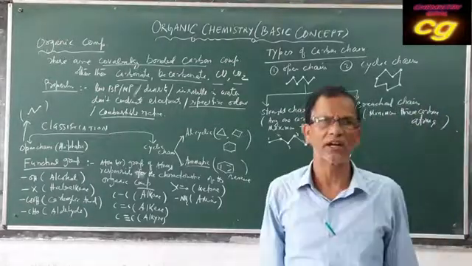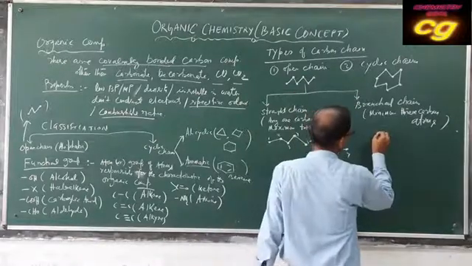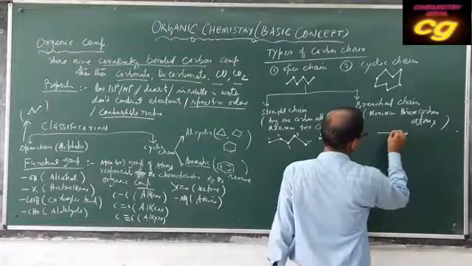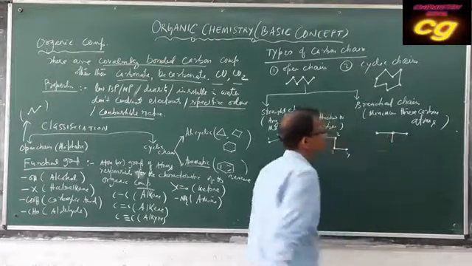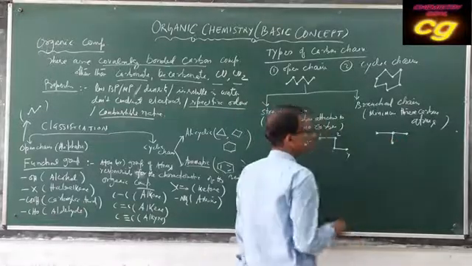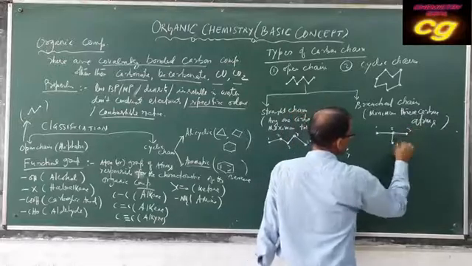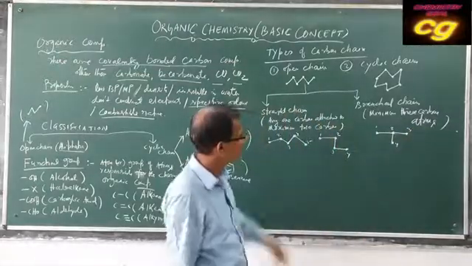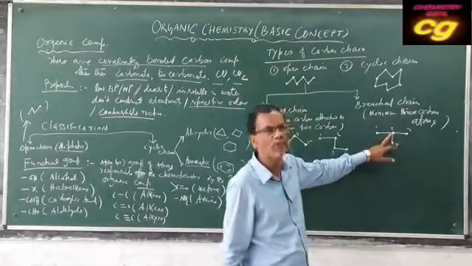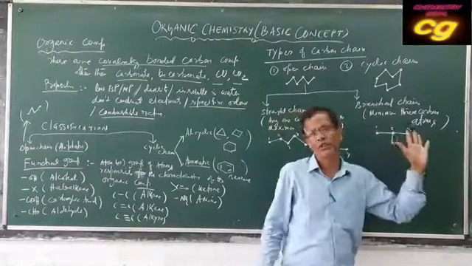Minimum 3 carbons attached. For example, suppose like this. This is the carbon. These are carbon. So 1, 2, 3, 4. Total 4 carbon is there. If you see carbon number 2, carbon number 2 is attached to how many carbon? 1, 2, 3. So minimum 3.